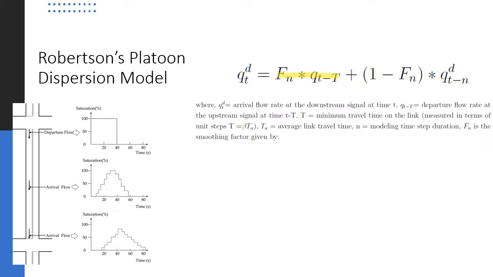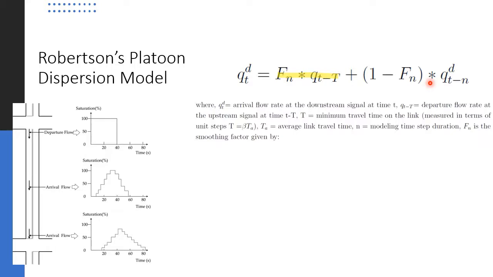The second term is again Q^D into Q^D(t-n) into (1-F). Let's define what this particular term is. As I told you, the Q superscript D represents the downstream flow at t minus n. So we are modeling it at every simulation time step, which we can consider to be n.